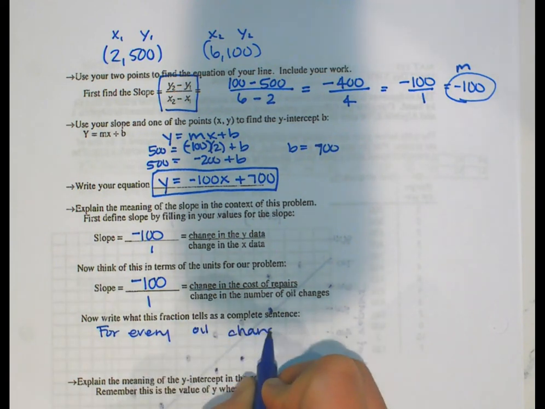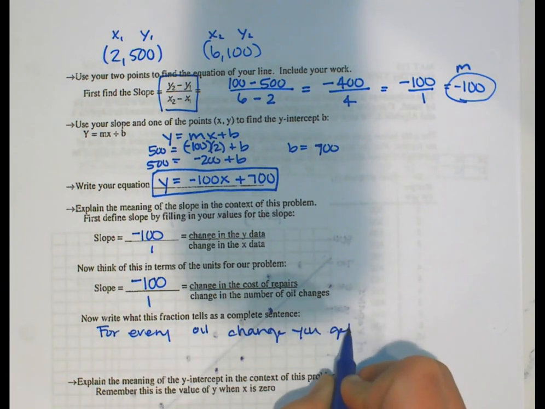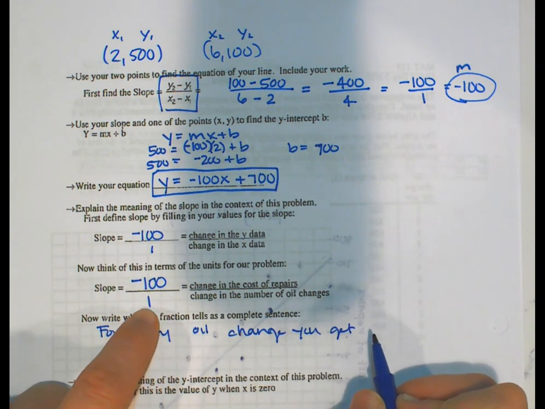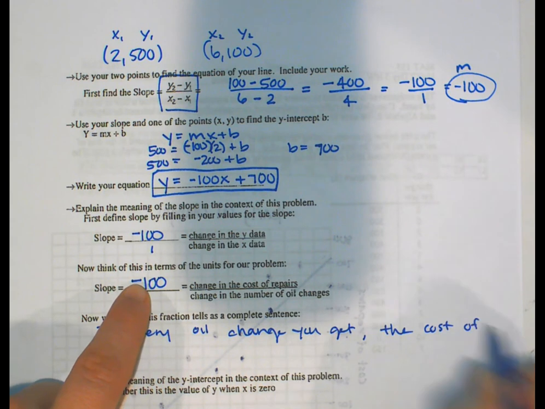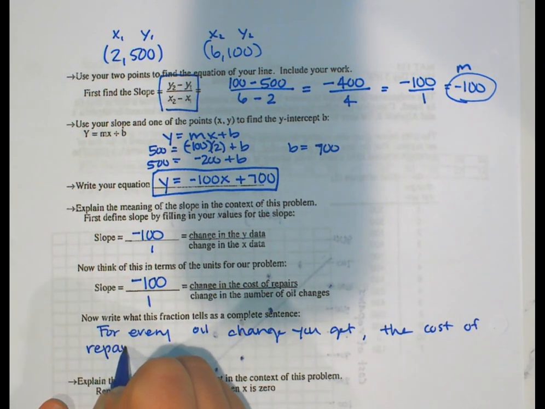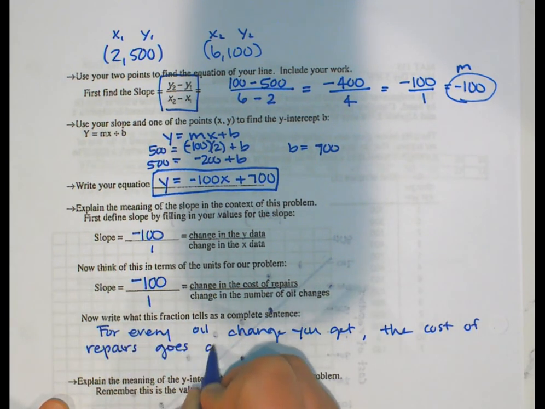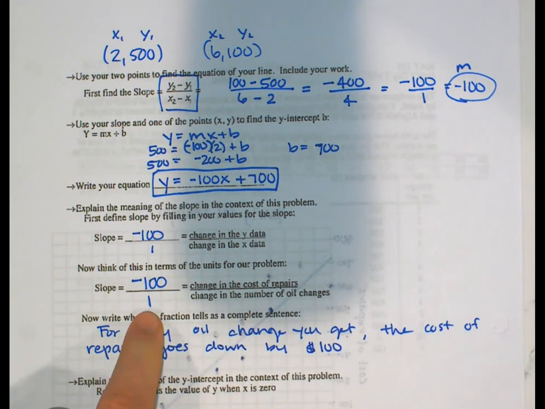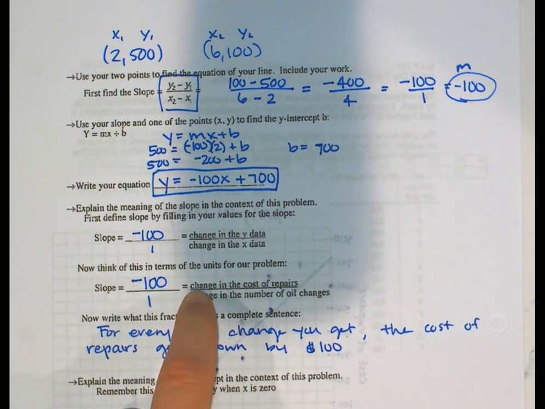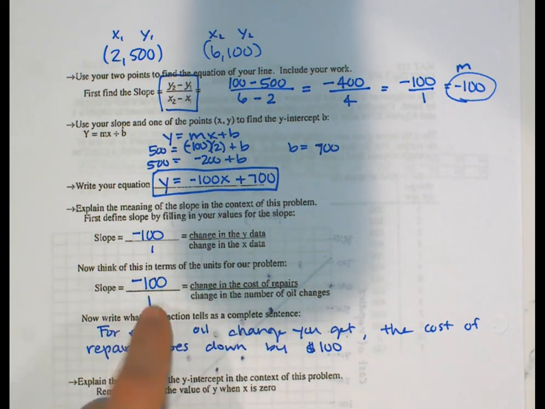So for every oil change, when we increase our x value, the cost of repairs goes down by $100. So if this went up to 2, this would be negative 200, so your cost would go down 200. If this went up to 3, this would be negative 300.